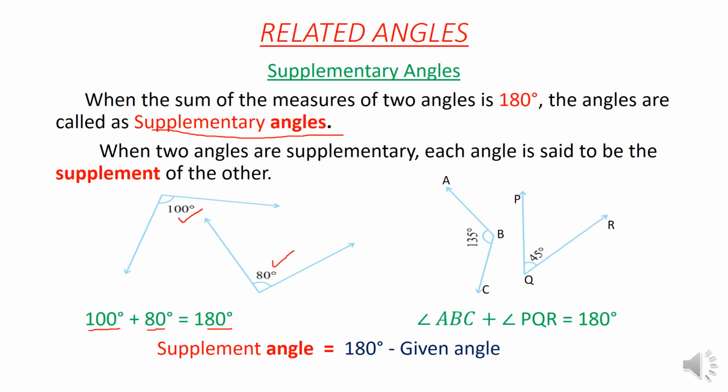Similarly, here angle ABC is 135 degrees and angle PQR is 45 degrees, and if you add 135 degrees plus 45 degrees, you will certainly get 180 degrees. That is why these two angles are also supplementary angles. If one angle is given and you want to find the supplement angle, the formula is: supplement angle equals 180 degrees minus the given angle.